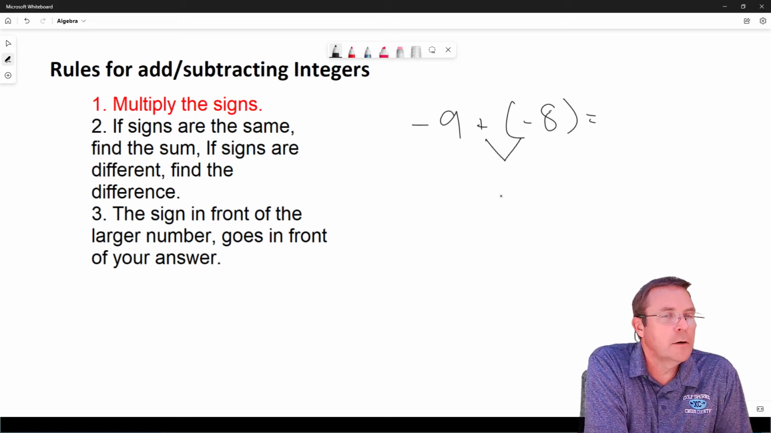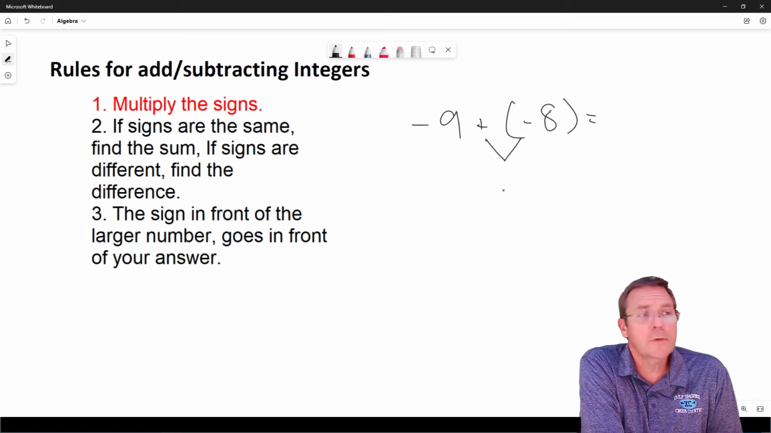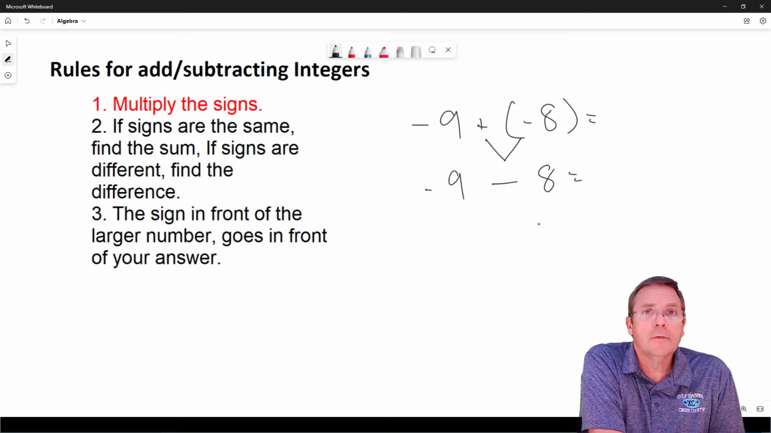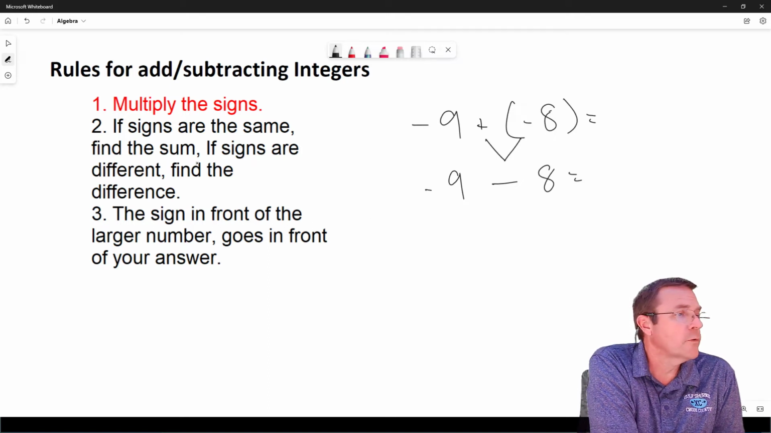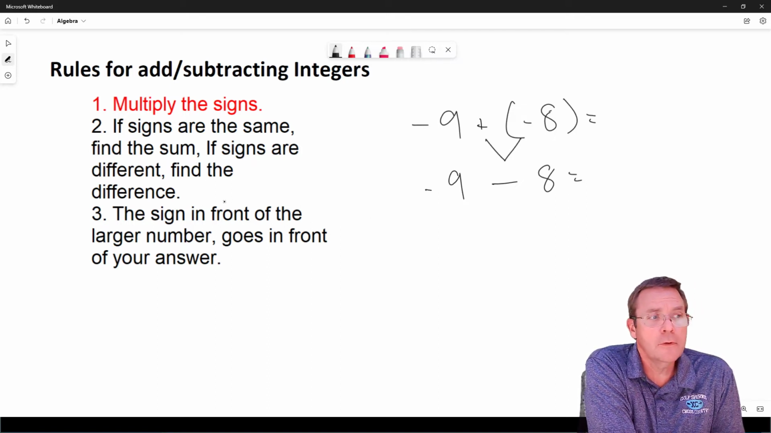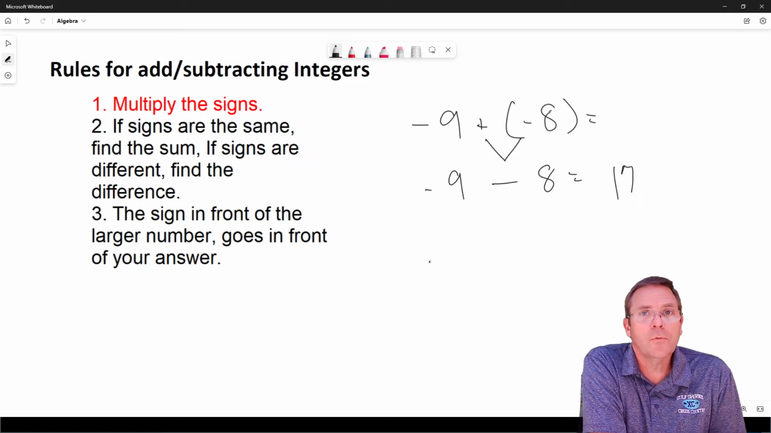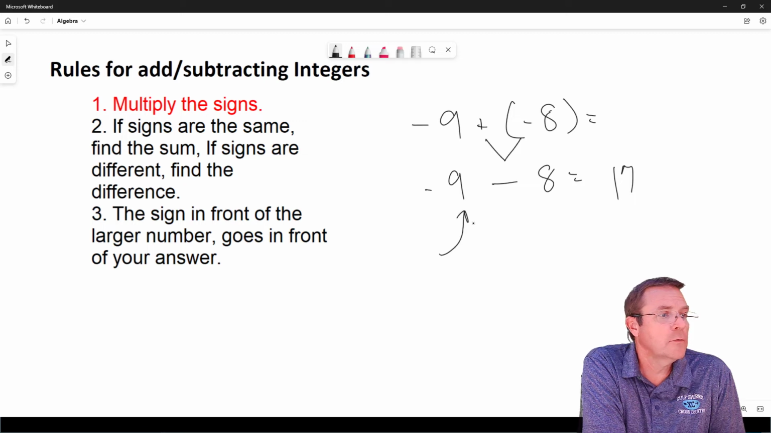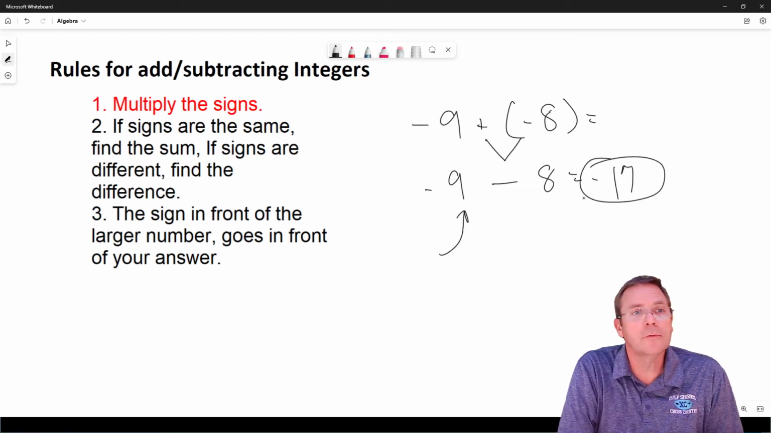We're going to make that ugly problem pretty by multiplying the signs, and positive times the negative is negative. So that now gives me -9 minus 8. Step 2, signs are the same. Find the sum. The sum of 9 and 8 is 17. Step 3, sign in front of your larger number goes in front of your answer. 9 is larger than 8. 9 is negative. Your final answer, -17.